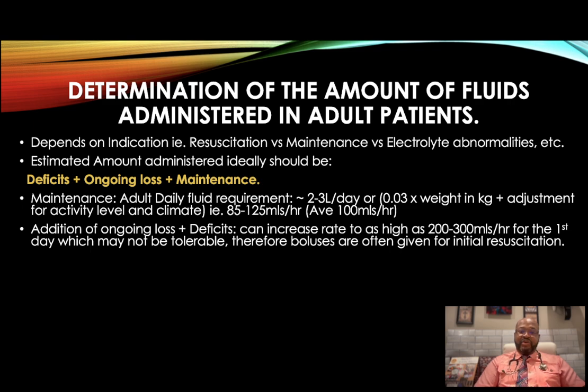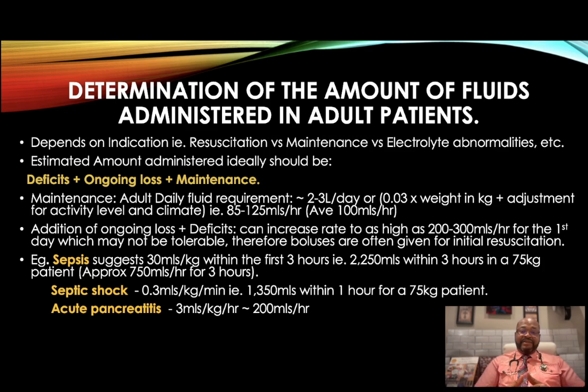If you add the ongoing loss plus the deficits, it can increase the rate to as high as 200 to 300 mils per hour for the first day at least, which may not be tolerable. That's a lot of fluid to give in a short time. Therefore, we depend on boluses initially when they present to handle some of those deficits. And then sometimes we also give boluses if there are ongoing losses or if the blood pressure drops.